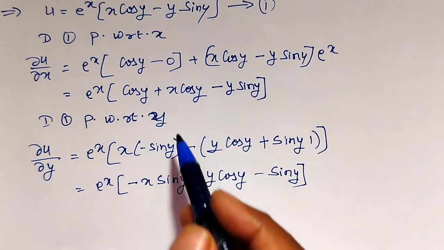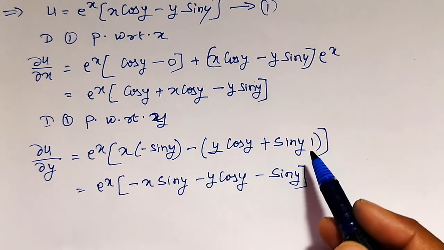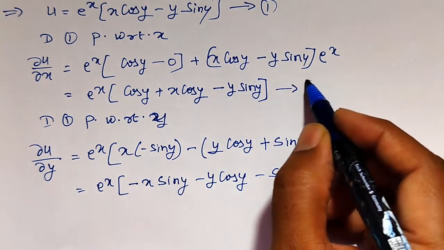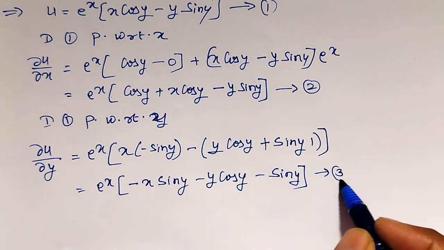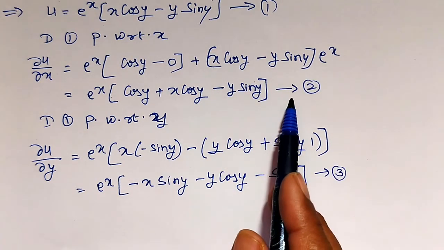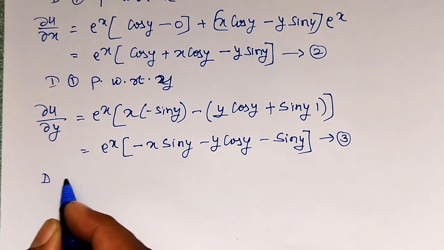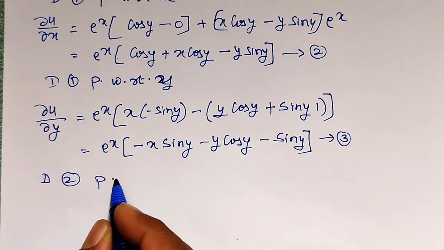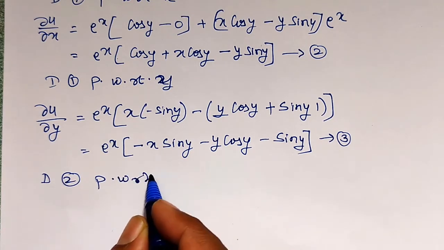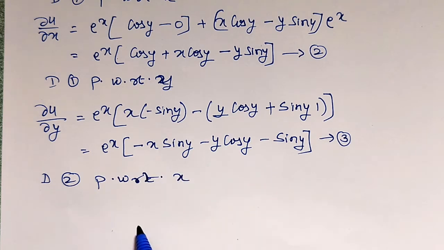These are the two derivatives, with respect to x and with respect to y. Let me call this equation number 2, this one equation number 3. Now again 2 can be differentiated partially with respect to x and y both. What I will do now here, differentiating 2 partially with respect to x, I will do first.